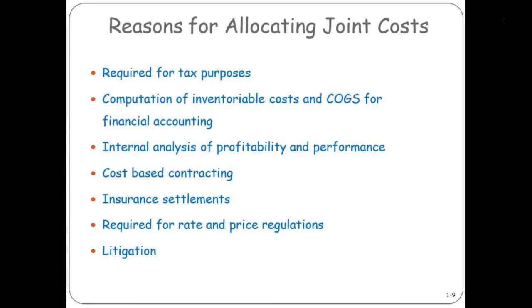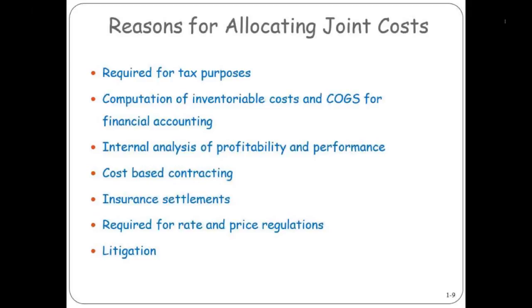So why are we doing an allocation on joint costs? 1, you need to for tax purposes. You need to for accounting purposes, to account for inventories, to account for cost of goods sold. You need to for management accounting purposes. You need to determine, is it worth breaking your milk down into skim milk and other products? Is the skim milk bringing you a reasonable profit?